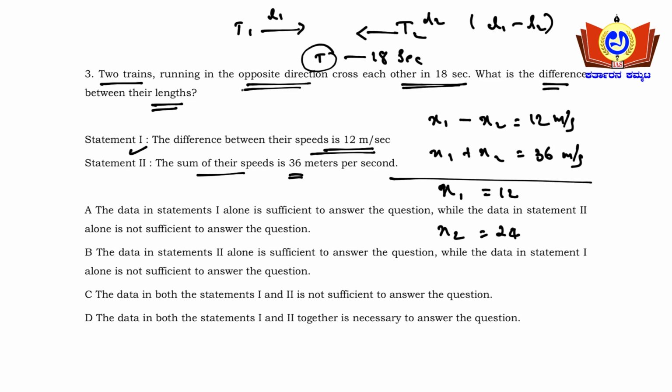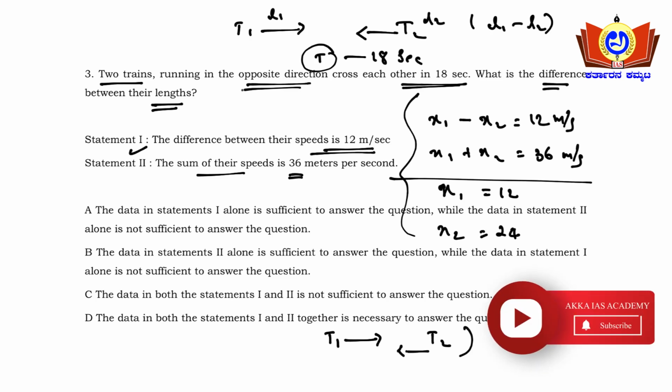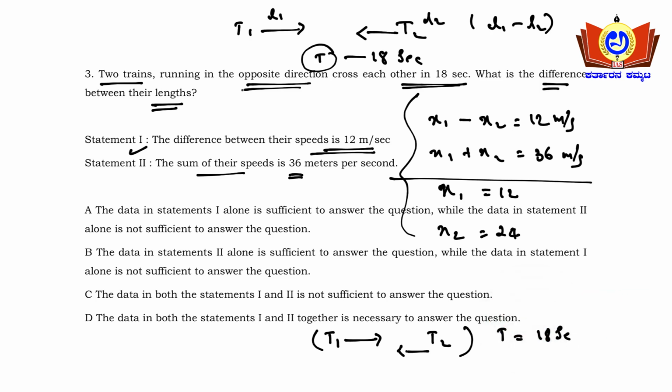Okay, so with this data, my friends, what we can find out is the total length of the trains, because when train 1 is moving in this direction and train 2 is moving in the opposite direction, the time is 18 seconds. From both the statements we got speed 1 and speed 2. When they are moving in opposite directions, the total speed will be s1 plus s2, that is 12 plus 24, that will be 36. So the distance we can find out easily.